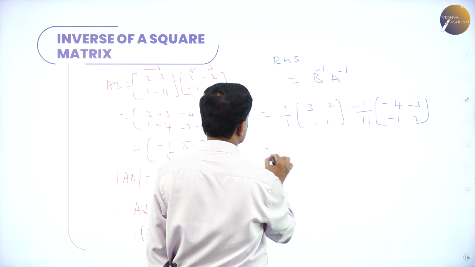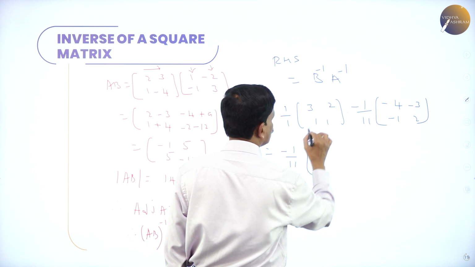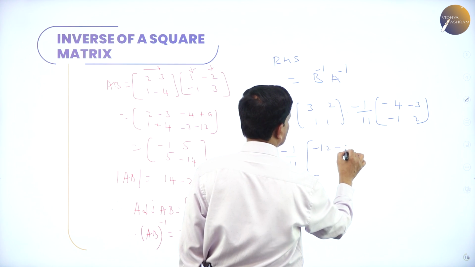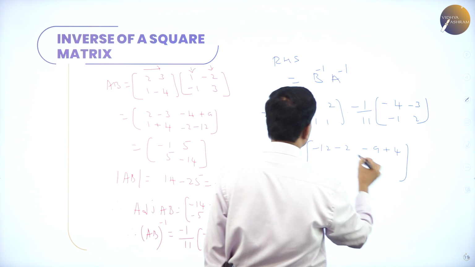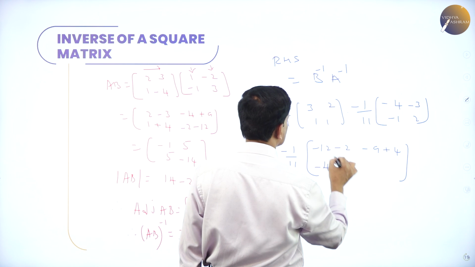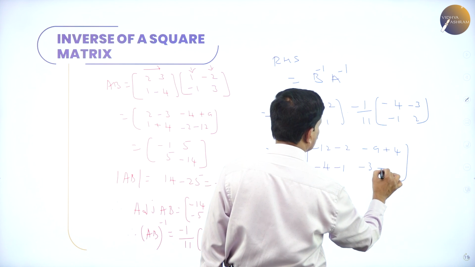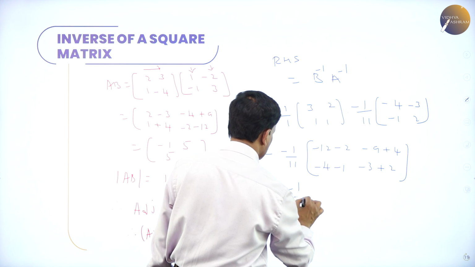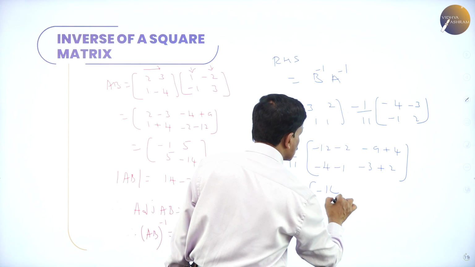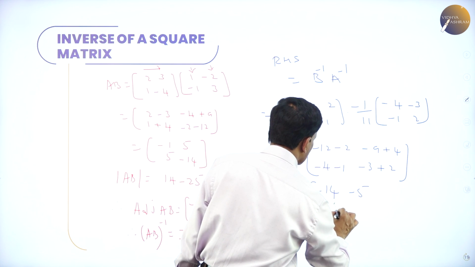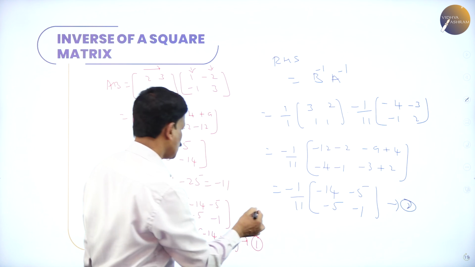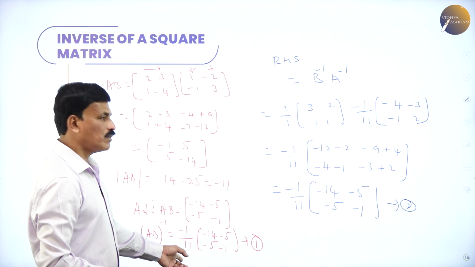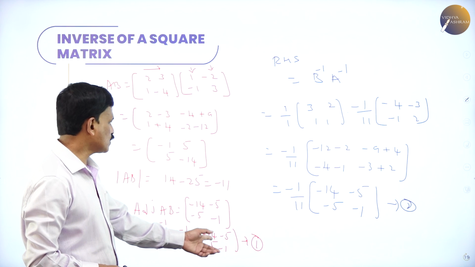Okay, multiply this. So this is minus 1 over 11 into 3 4s are 12, minus 2, 3 3s are 9, minus 9, plus 4, again 1 4s are 4, minus 1, 1 3s are 3, plus 2. So this is minus 1 over 11 into minus 14, minus 5 and minus 1. This is equation number 2. See the equation 1 and 2. Minus 1 by 11 into minus 14, minus 5, minus 5, minus 1.